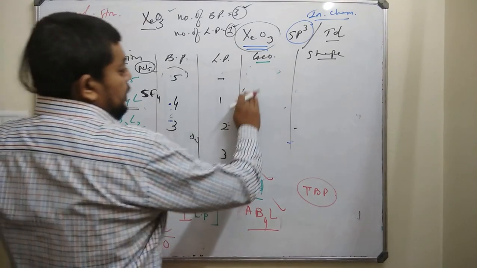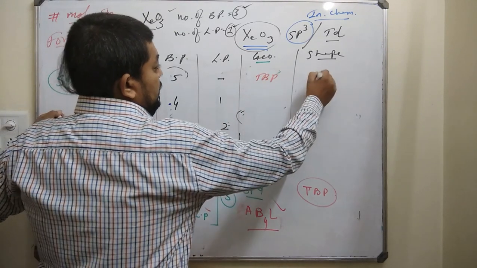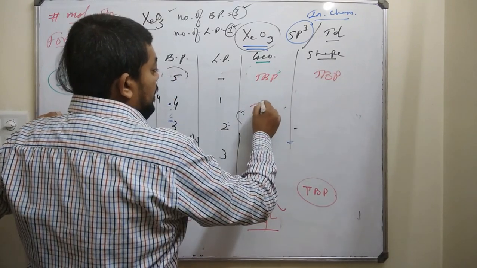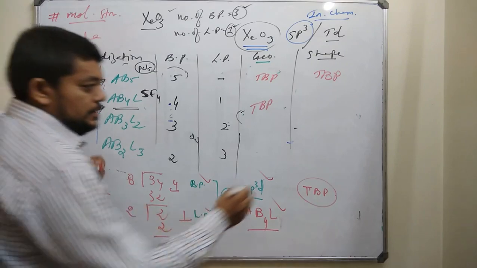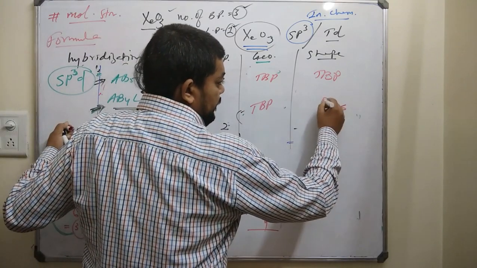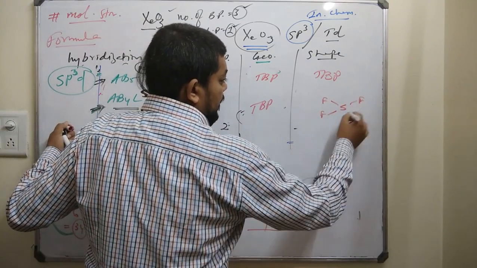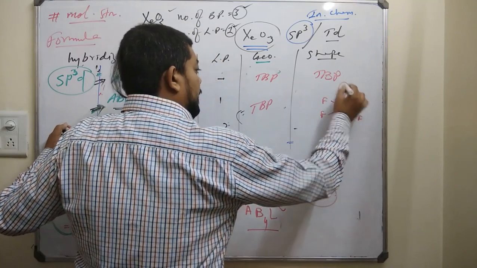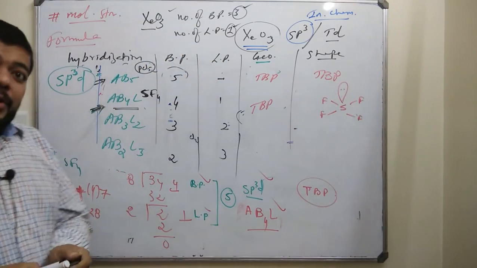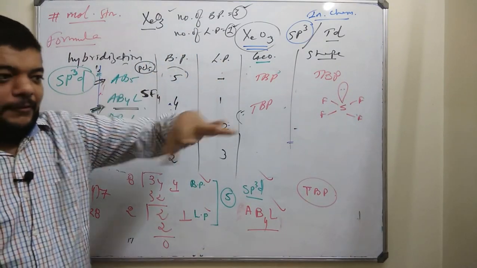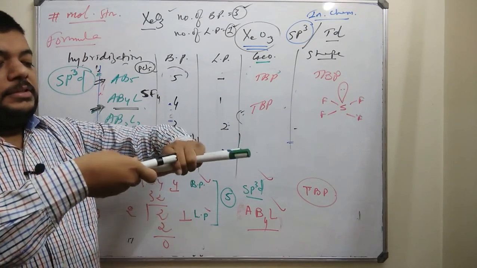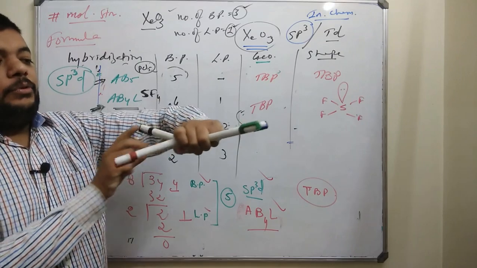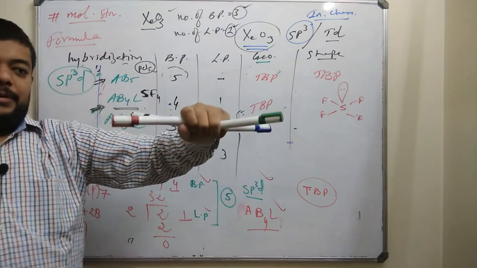As the geometry over here was trigonal bipyramidal and the shape was trigonal bipyramidal, over here the geometry would be trigonal bipyramidal, but the shape changes. It is S, F, F, F, F, and a lone pair. So what happens, I'll just give you an idea. This is my sulfur, this is 1 fluorine, this is 2nd fluorine, this is 3rd fluorine, and this is 4th fluorine. So there are 4 fluorine.